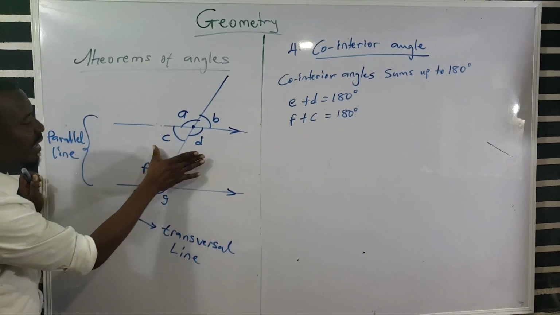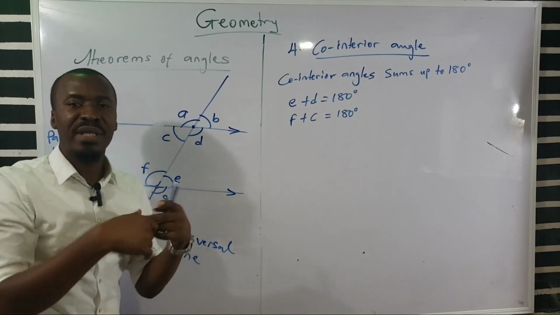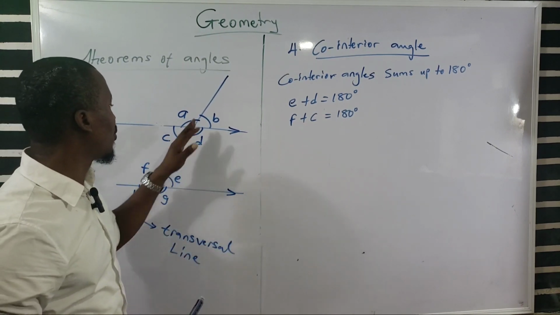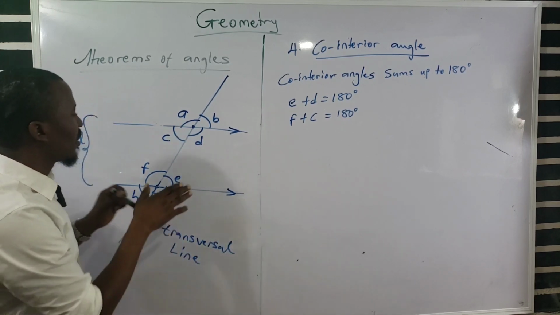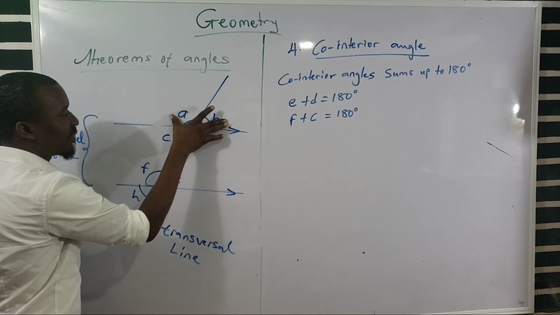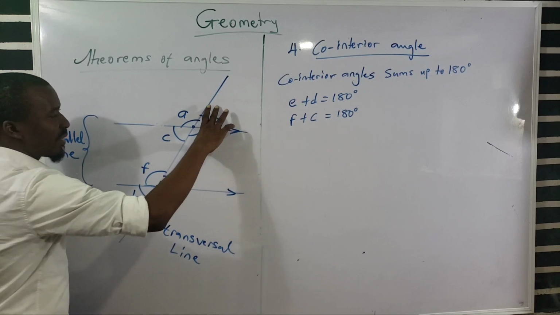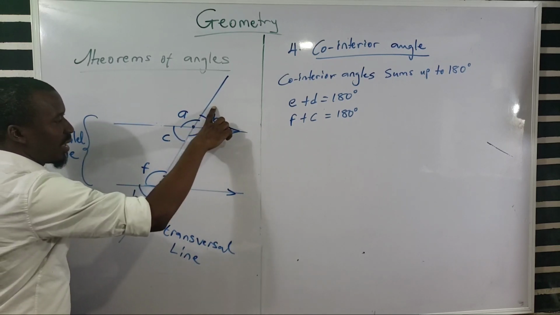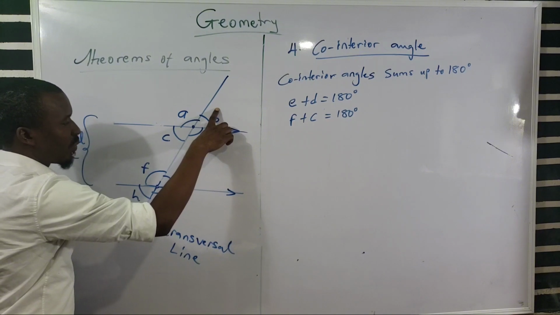So this diagram will help you to learn all the angles. So you can get your sum of angles at a point on a straight line. You can see that A and B are on a straight line, so the sum of these two angles will give you 180. You can have another straight line here, and they're meeting at this point. So the sum of these two angles will also give you 180.